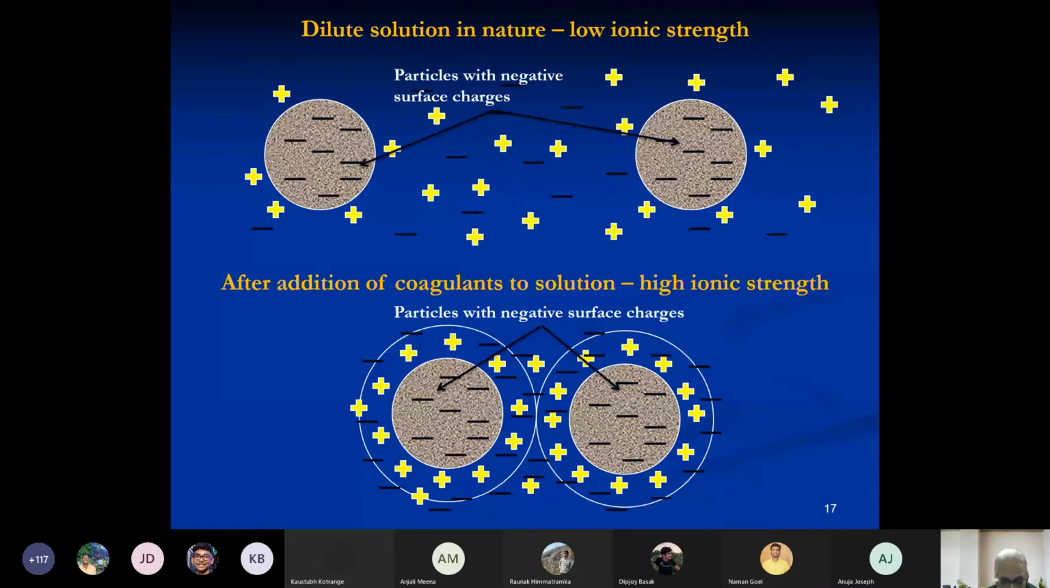These aggregates at some point will become heavier than water, and that will be sufficient to allow them to settle by gravity. So addition of coagulants to solution will also result in high ionic strength because you're adding a salt, so the ionic strength automatically will rise and these particles will come together, form what we call a flock, and the flock will settle by gravity.